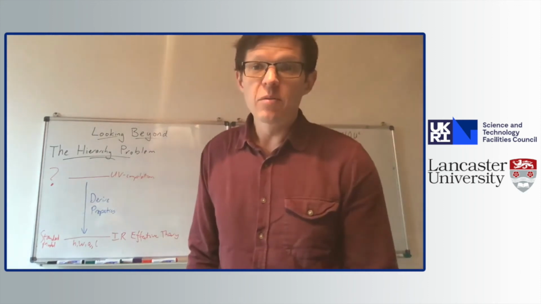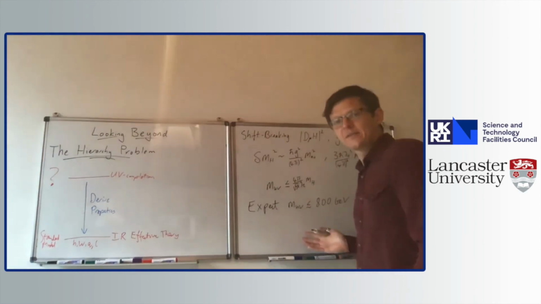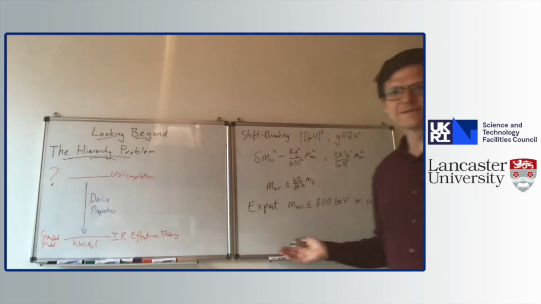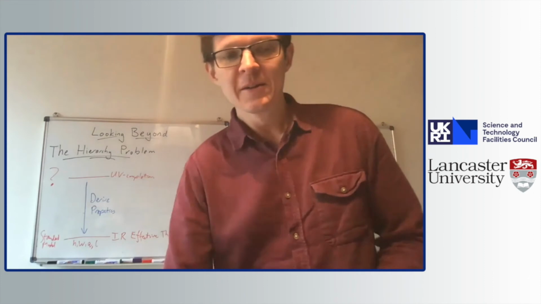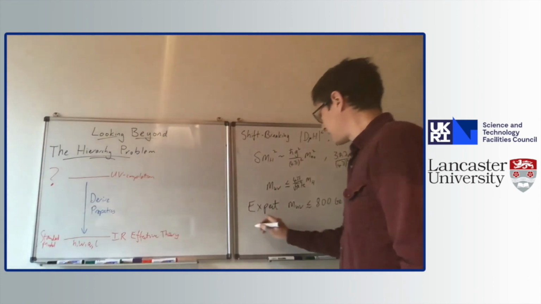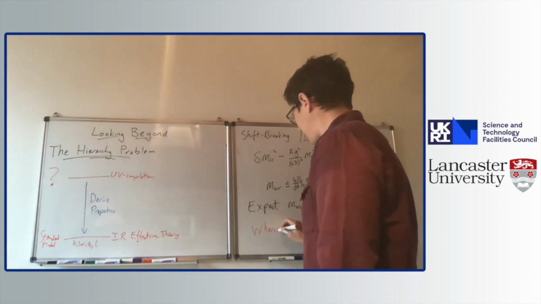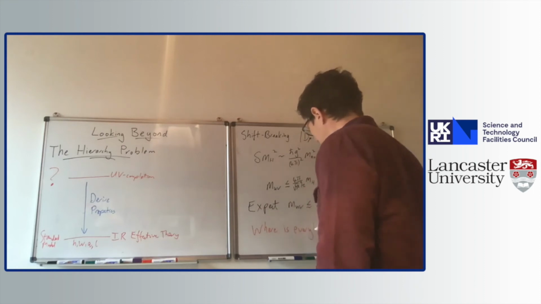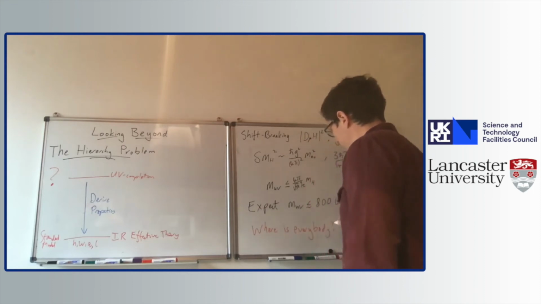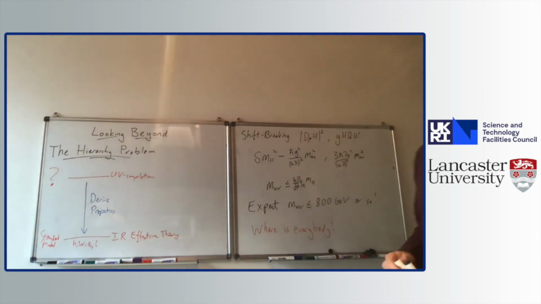And so the hierarchy problem is, well, okay, fine. Where is everybody? Where is the UV completion? Why haven't we seen it yet? And this is a big issue, and it has led to a lot of head scratching. Where is everybody? Is the big question. Okay, so how can we address this?